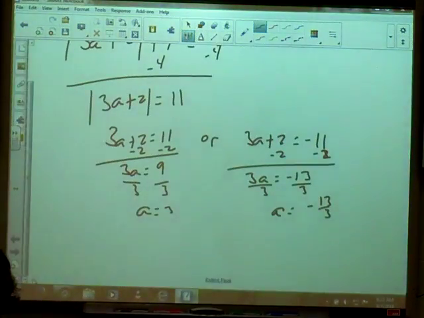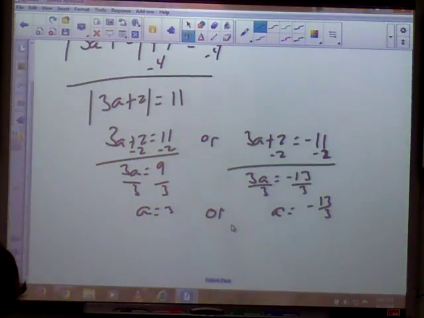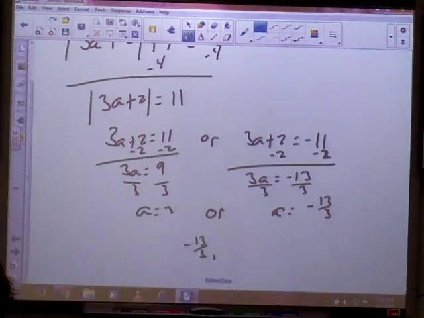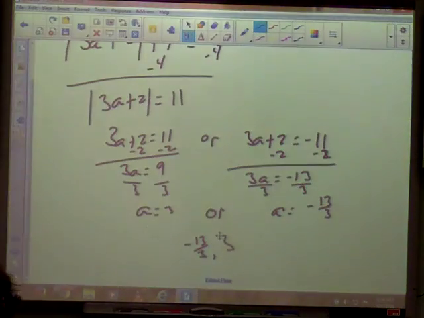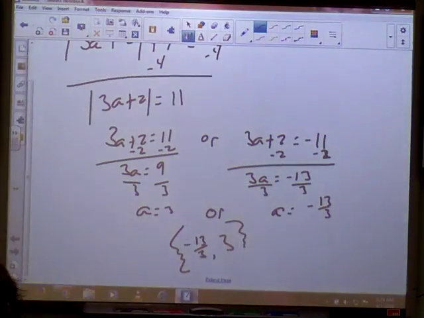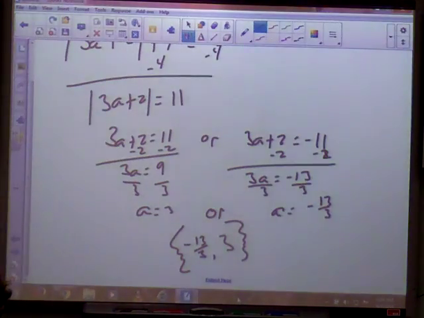Okay? Now, this is an or, but it was an equal sign, so it's not a bracket or parentheses question. I just write these, make the smallest one on the left, so negative 13 thirds would go on the left, 3 would go on the right, and this would get my braces. Ooh, that one really looks like a face. I'm going to start seeing faces every time I draw those now.